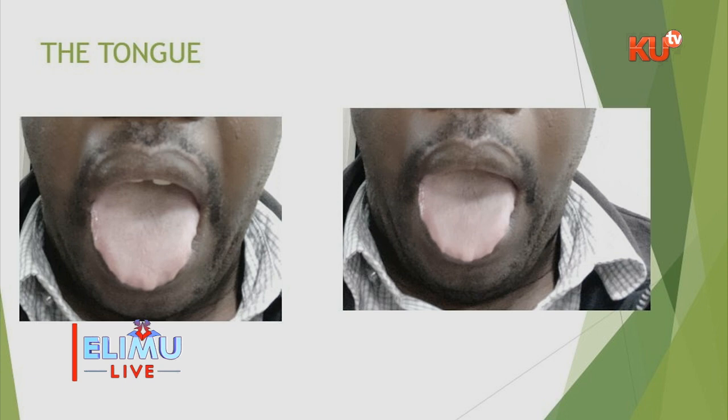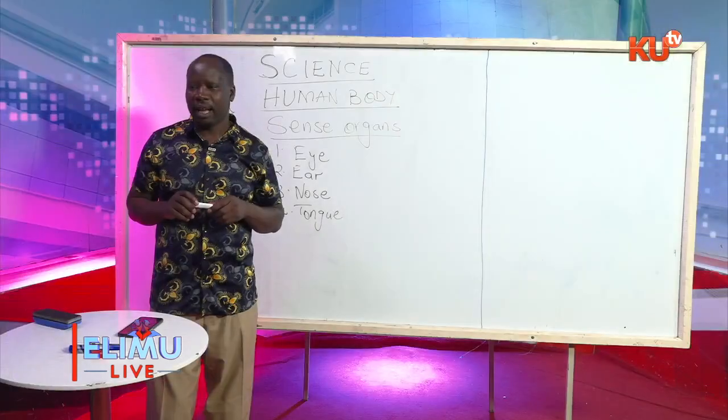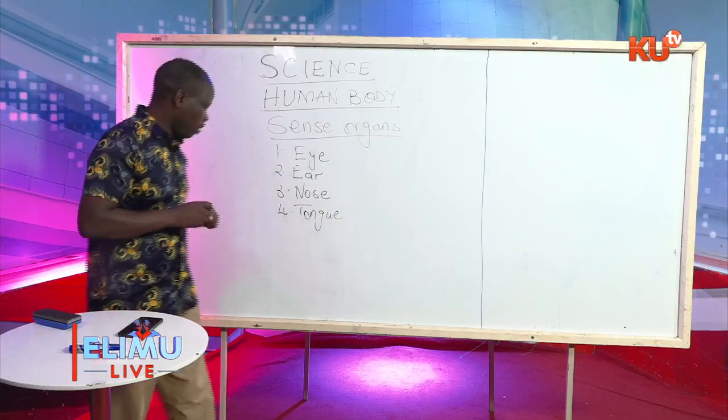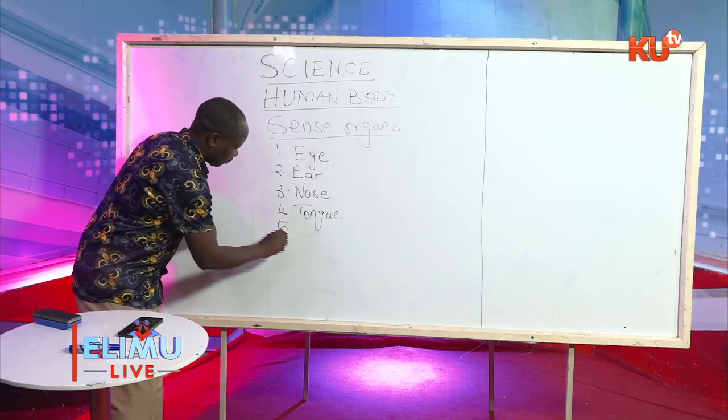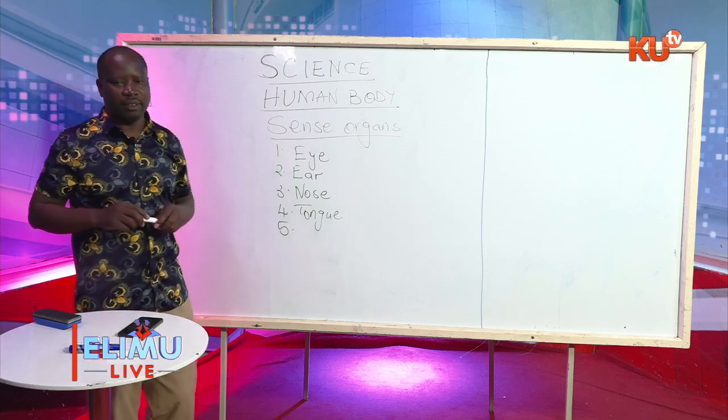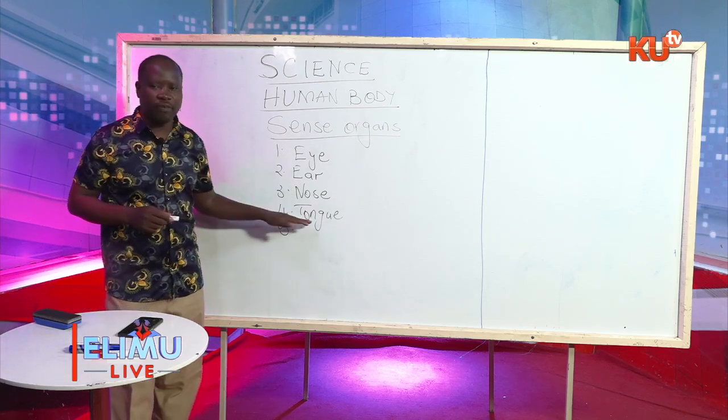As you can see, the diagram on our screen shows a person who has opened wide the mouth, and it shows the tongue. So the tongue is the fourth sense organ. You all have your tongues as the fourth sense organ. Then we move to the last one.